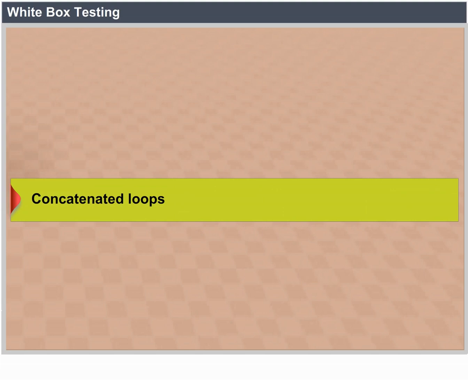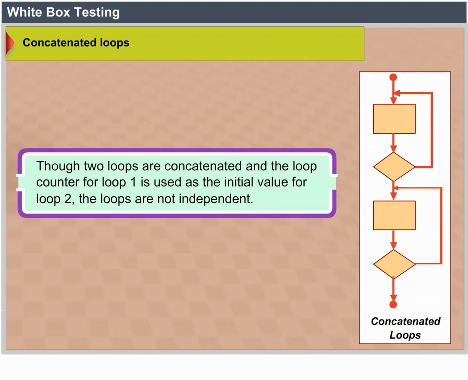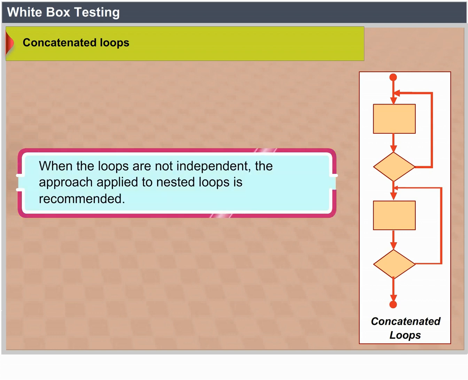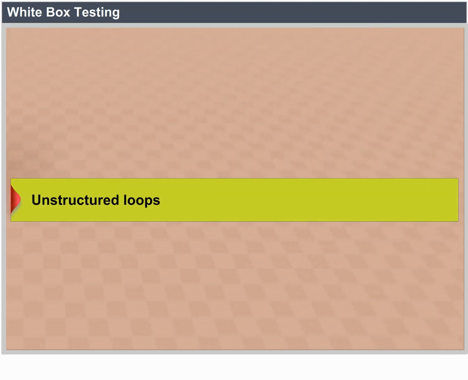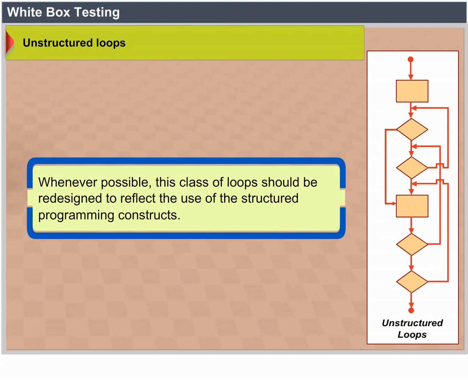Concatenated loops. They can be tested using the approach defined for simple loops if each of the loops is independent of the other. However, if two loops are concatenated and the loop counter for loop 1 is used as the initial value for loop 2, then the loops are not independent. When the loops are not independent, the approach applied to nested loops is recommended. Unstructured loops. Whenever possible, this class of loops should be redesigned to reflect the use of structured programming constructs.